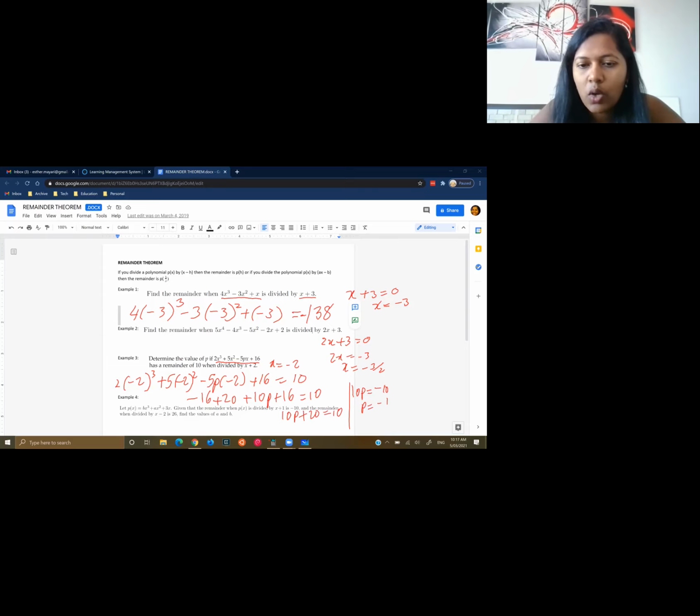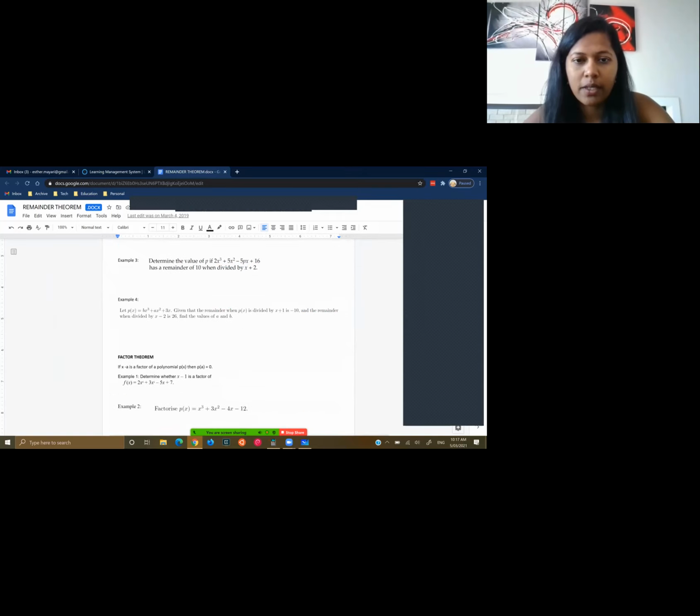All right. So these are the types of problems you are expected to do with the remainder theorem. Now, what happens if the remainder is 0? When you're doing long division, if the remainder is 0, then it means it's a factor. And that's basically what the factor theorem is. The factor theorem says that if you get a remainder of 0, then what you're dividing by is your factor.